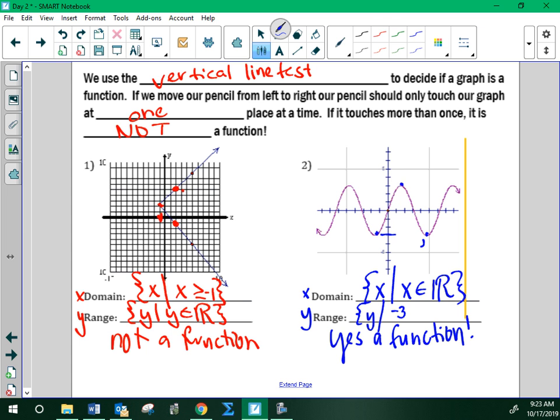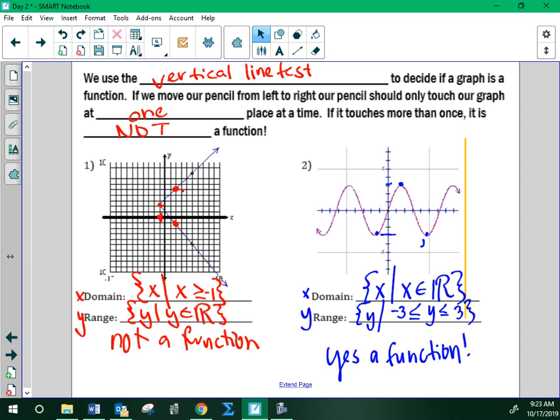Positive 3, good. So it's everything in between -3 and positive 3. It starts at -3, it stops at positive 3, y is everything in between. So we have less than or equal to, less than or equal to. So when you think of your y's, you can think just the lowest point and the highest point on your graph. And if it goes on forever, that's what. All right, let's take a look at our next graph.